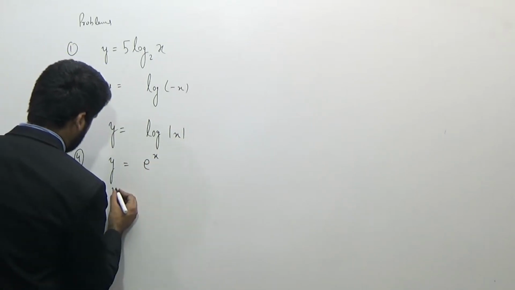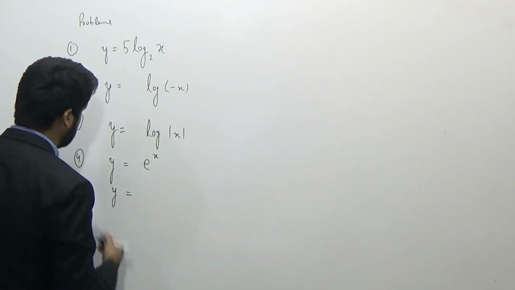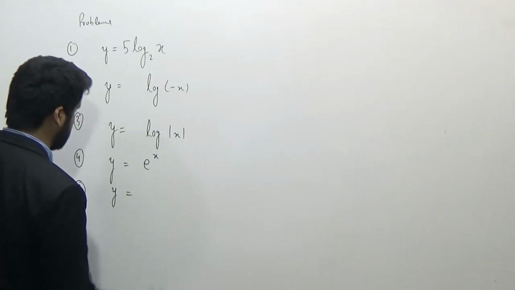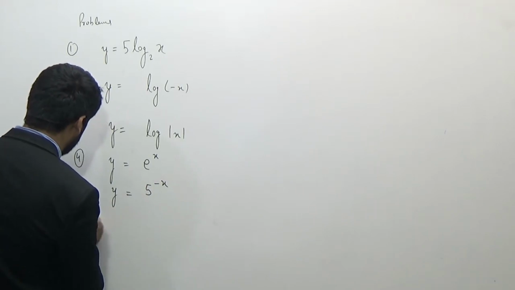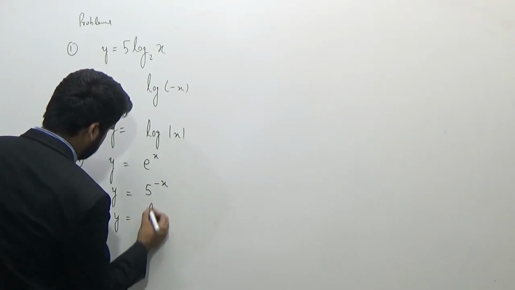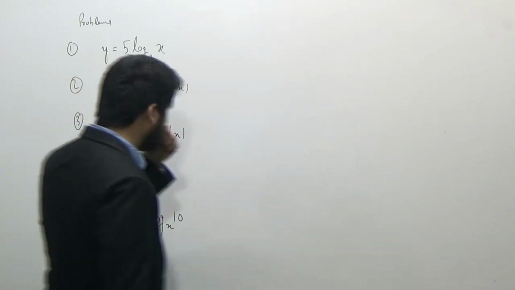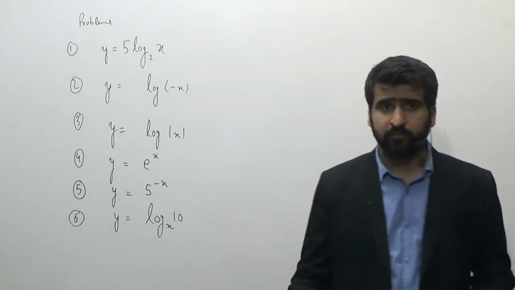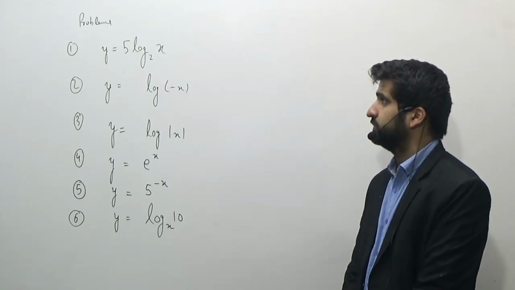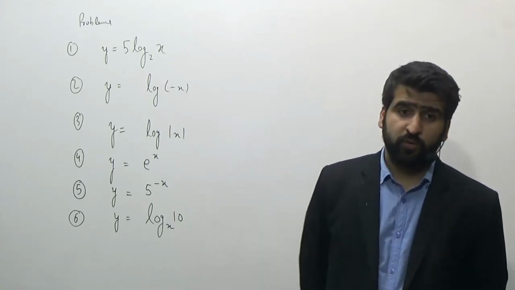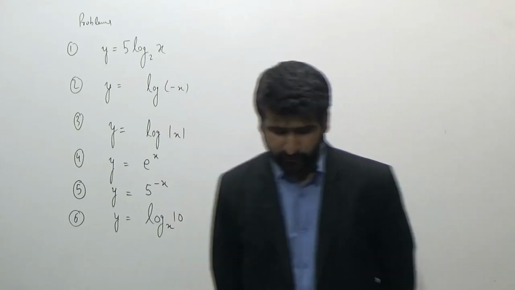Fifth one is y is equal to, okay, let's take one more for exponential function, 5 to the power minus x. Sixth one is y is equal to log 10 to the base x. So just try all these questions on logarithm and exponential functions. So you can pause the video and solve, and now I'll start solving and then you can match the answers.